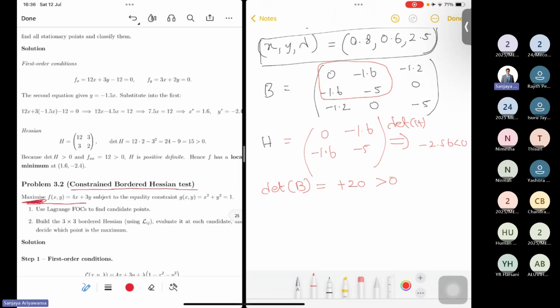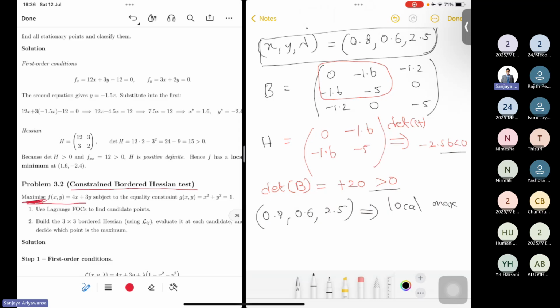So for this particular candidate, 0.8 for x, 0.6 for y, and 2.5 for lambda, because of the sign change from negative to positive, you get a local maximum. This point gives you a local maximum for your function f.